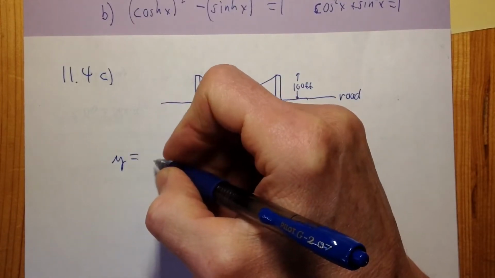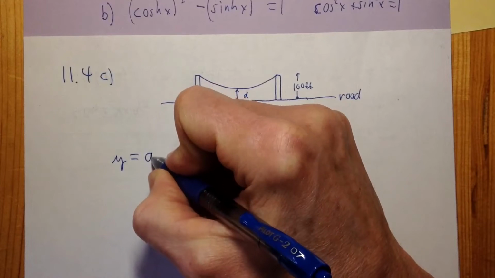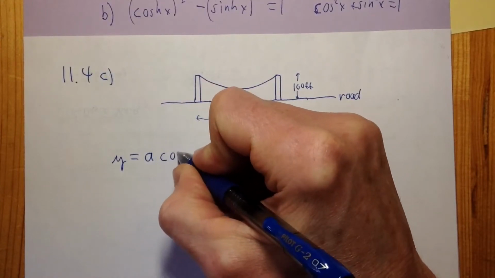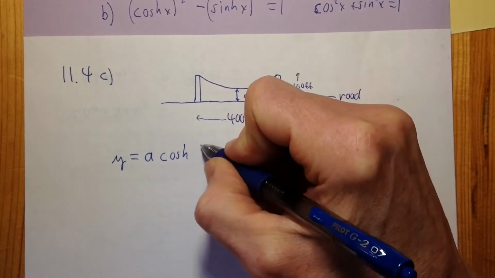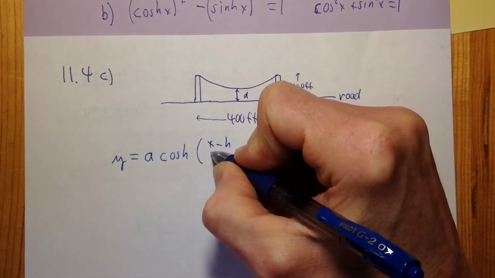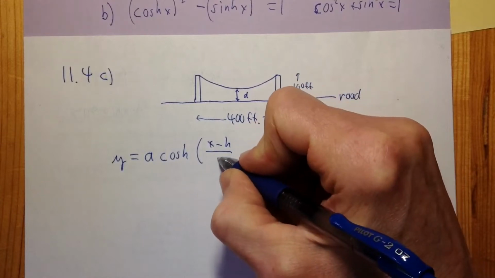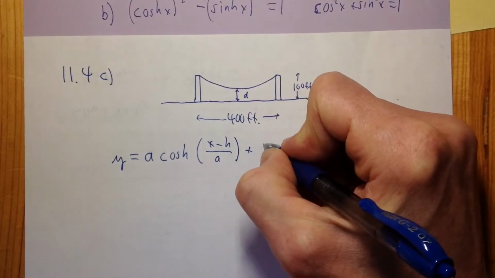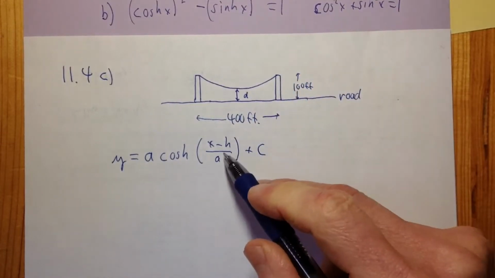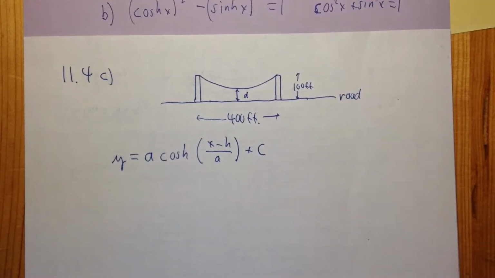And it turns out that the shape of this thing is given by a cosh. It's given by the cosh function, and so they write down that it's some number a times cosh, and then it's x minus h over a, plus c, where h, a, and c are all just constants.